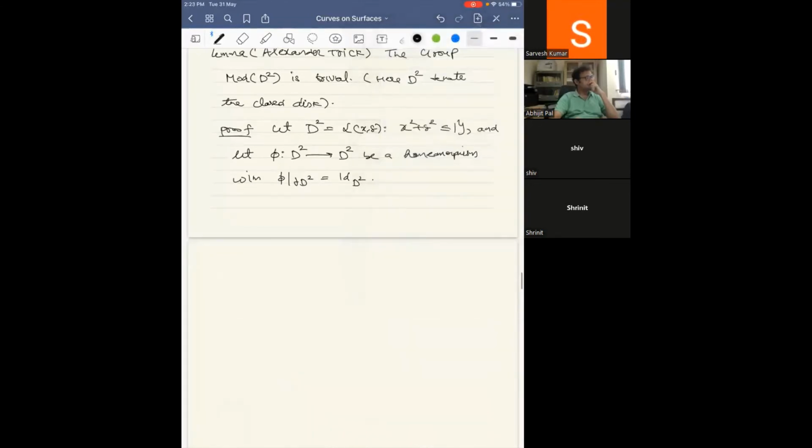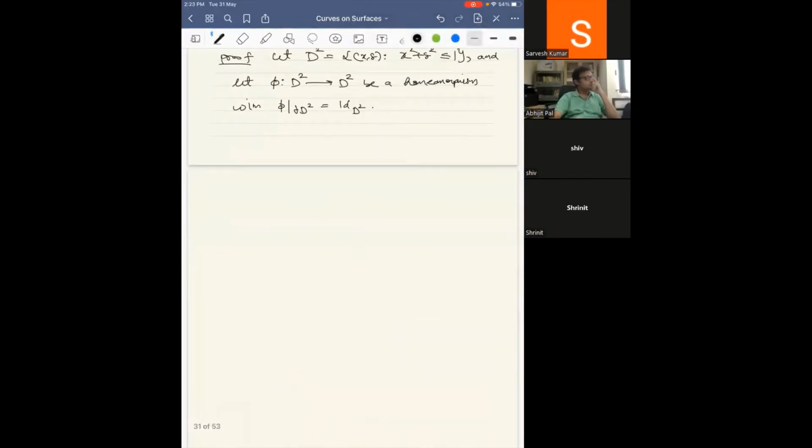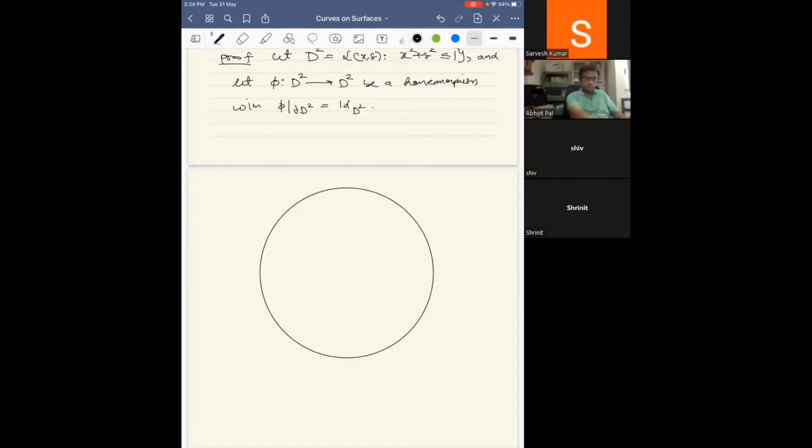So what is the idea? Suppose this is your disk, and then you have this boundary, the boundary of the disk. First, on the boundary you stay there, and then it is, let's say, F everywhere. Let me call it F inside.